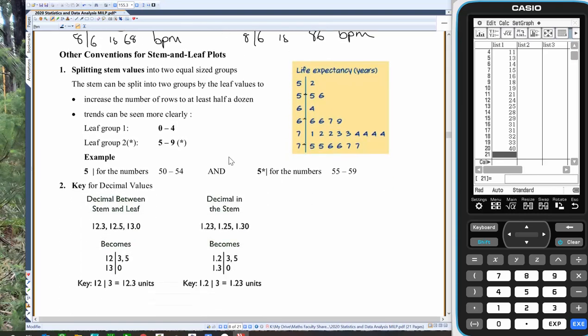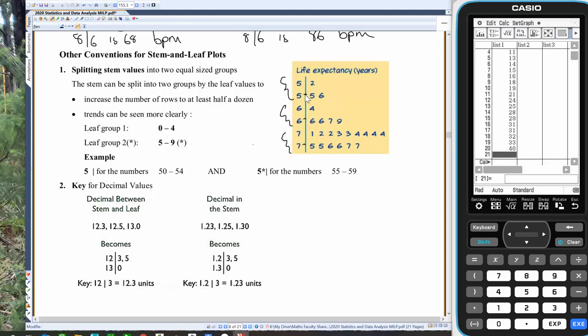All right, there's some other conventions. So sometimes, girls, what we have is a situation where, like this data here, we've got data that falls between 52 and 77, and that's a fairly narrow range of data points. So life expectancy. So what we do, this is called splitting the stem. Okay, so what it does is it kind of spreads the data out a little bit more and gives us a better idea of how the groups might be formed.